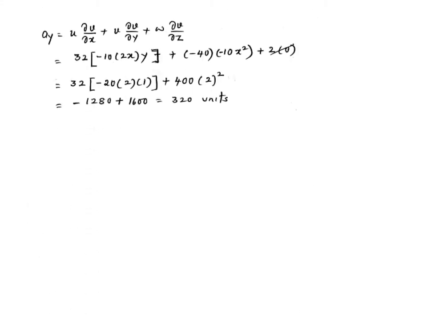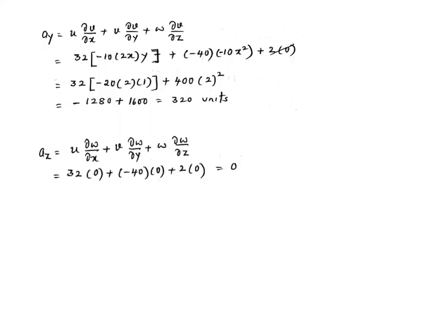Similarly, you can find out acceleration in the y direction. Again, u is known, which is 32 units, v is known as minus 40 units, and w is 2 units. By knowing the equation for v, you can differentiate with respect to x, y, and z, and substitute here. After substituting the values of x and y, you will get 320 units.